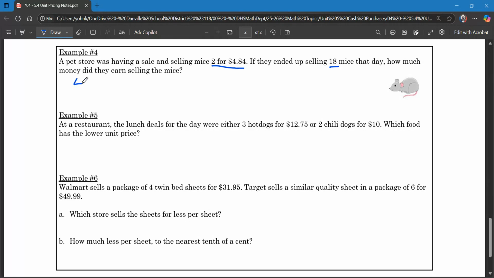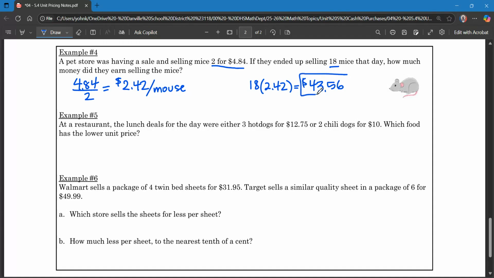All right, so if I take $4.84 and divide by the 2 mice that you get, that tells me that each mouse is $2.42. So if I then sold 18 of the mice and each one cost $2.42, then we made $43.56 selling those mice. Obviously, you're going to have tax and all sorts of other stuff too, but just basic.